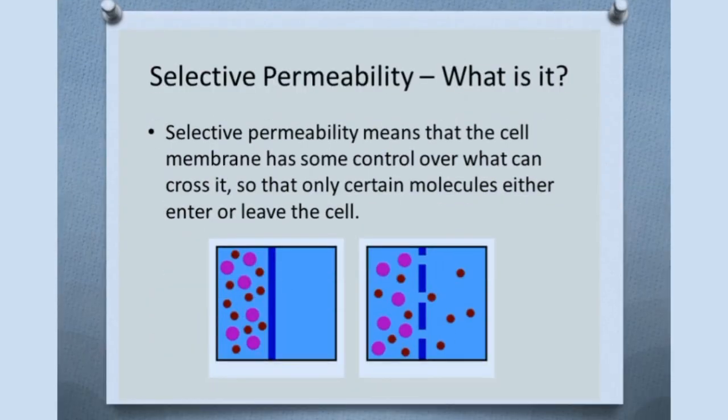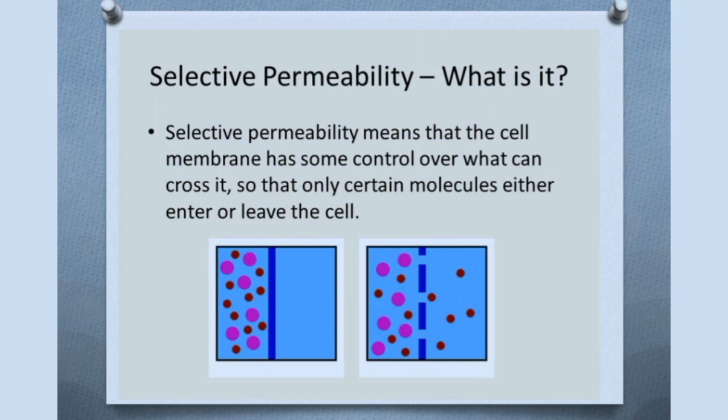Now, what is meant by selectively permeable? Selectively permeable means that the cell membrane has some control over what can cross it, so that only certain molecules either enter or leave the cell. In this figure you can see the selectively permeable membrane. It is shown by the blue colored line. Only the dark molecules can pass through it. That means it is permeable to only those dark brown molecules. The pink colored molecules can't pass through it. So it is called selectively permeable.